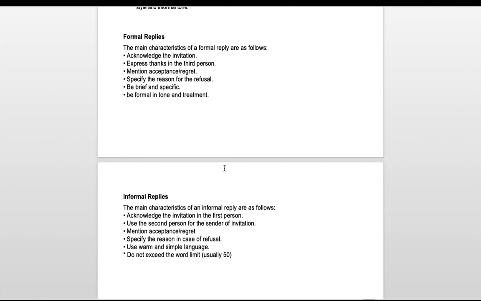So all of the characteristics are overlapping. In case of tone, in case of the type of tense you have to use, and in case of accepting or rejecting the invitation, you have to keep all of these in mind. And it's a quite easy question to attempt. So in the next part, we'll go on and solve some questions of invitations and their replies.